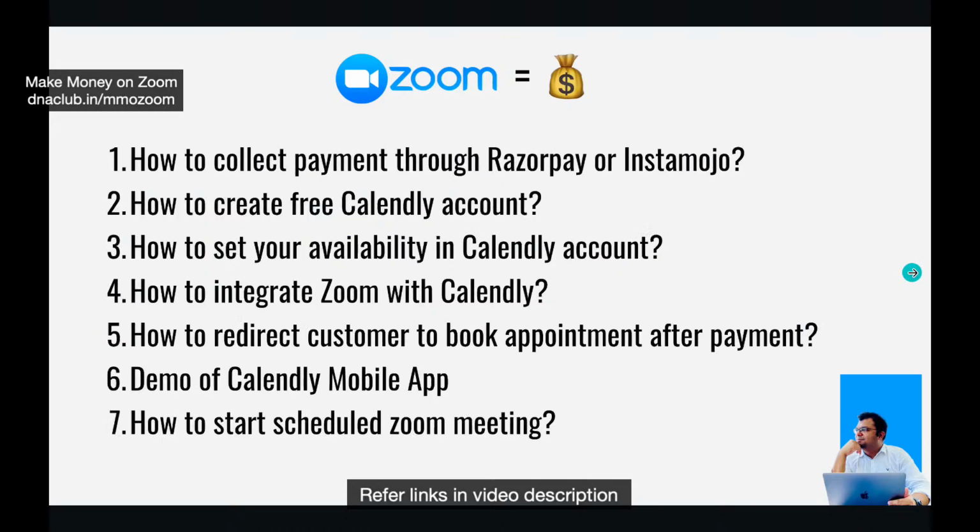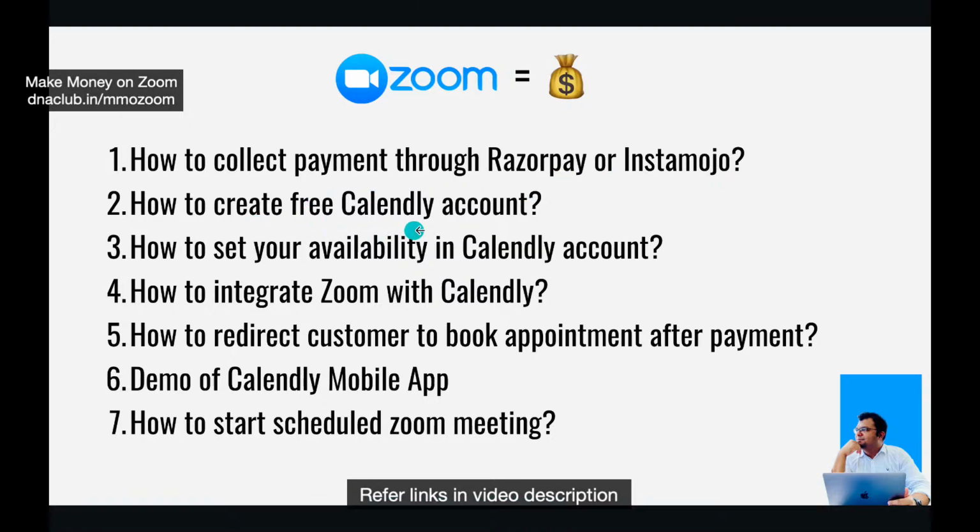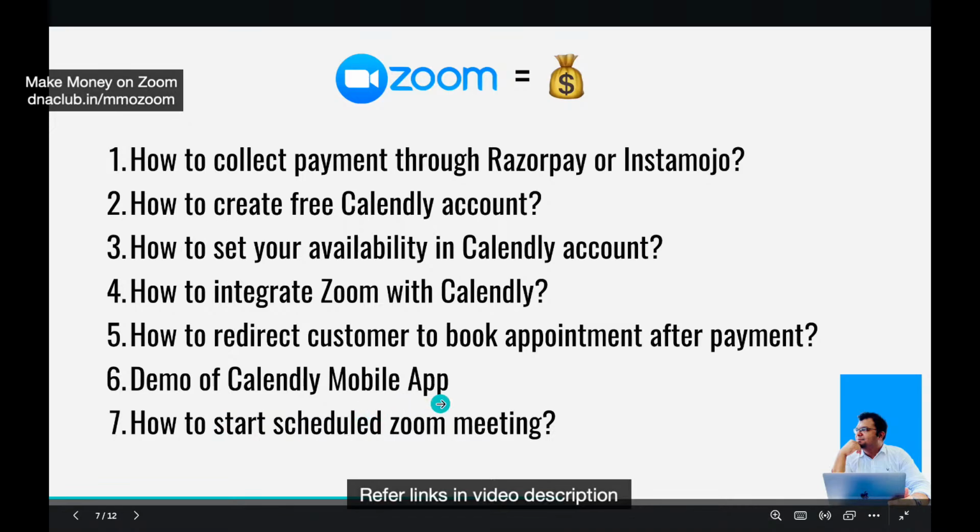You can design this one-to-one meeting funnel, and I can help you with the following things. Number 1, how to collect payment through Razorpay or InstaMojo, how to create a free Calendly account, how to set up your availability in the Calendly account, how to integrate Zoom with Calendly, which means once the appointment is booked, the Zoom meeting link is automatically created. Also how to redirect the customer to book an appointment after the payment, a demo of the Calendly mobile app, and how to start a scheduled Zoom meeting once the calendar is booked.